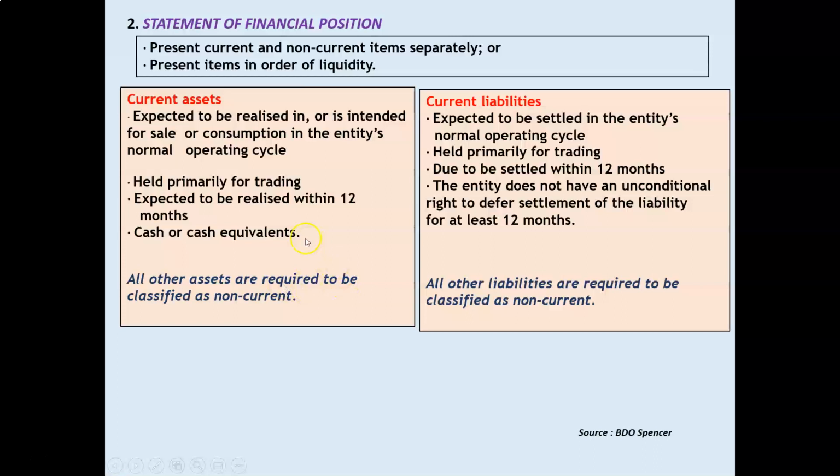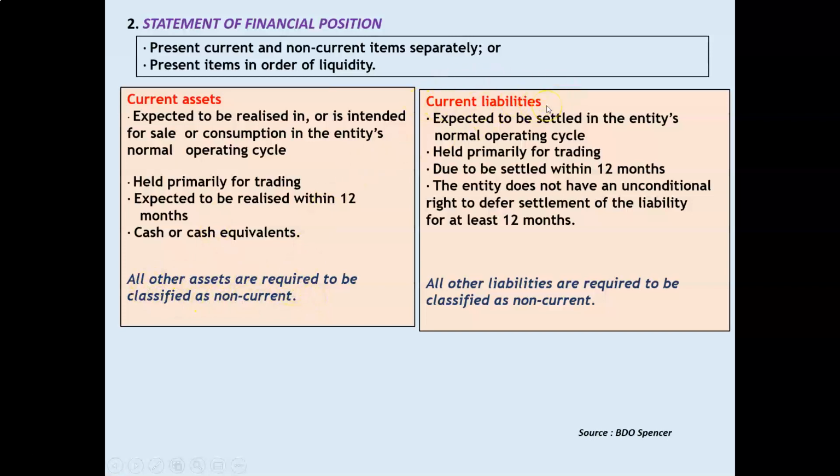All other assets, so assets that are still an asset, so it actually adheres to the definition and the recognition criteria set out in the conceptual framework of an asset. They say all other assets are required to be classified as non-current assets.